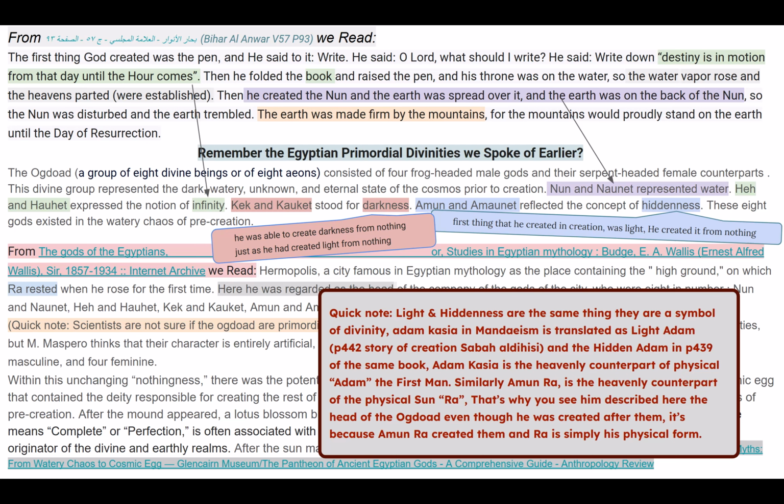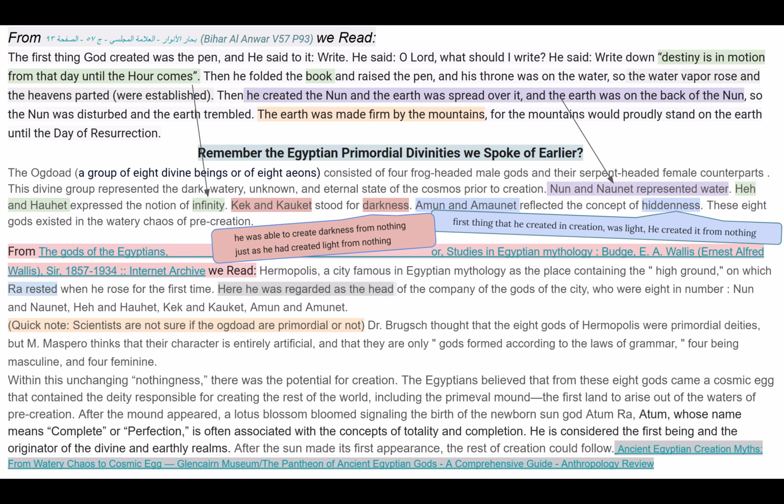Similarly, Amun-Ra is the heavenly counterpart of the original, the physical Sun Ra. Amun-Ra, the hidden Ra, is the heavenly counterpart of the physical Sun Ra. That's why you see him described here as the head of the Ogdod, even though he was created after them. That's why you see the sun god Ra being described as the... We haven't read this yet. But the sun god Ra is the head of the Ogdod. So let's go ahead and read that, and we'll come back to this.